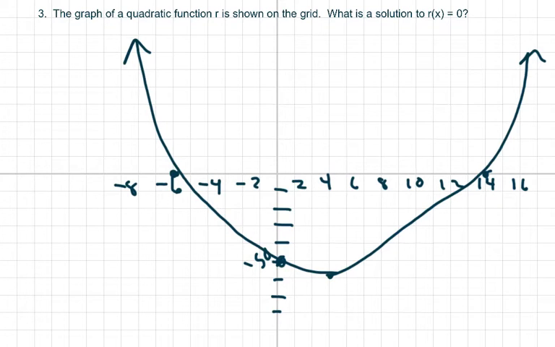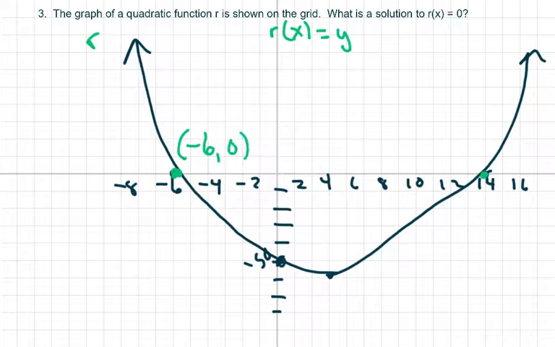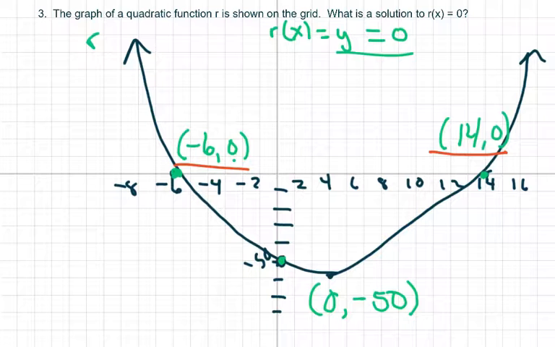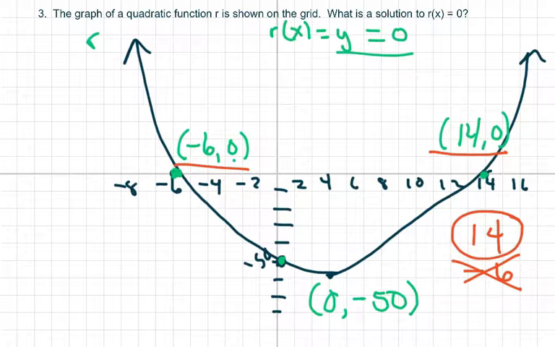Number 3 says, what is the solution to R? This graph is r of x, and r of x equals y. So where is y 0? If I do my key points, this is negative 6, 0. Y is 0 here and here. This is where x is 0, but they're asking where y equals 0. It equals 0 here and here, so my choices are 14 and negative 6. They only have one of those choices, so the answer is 14.